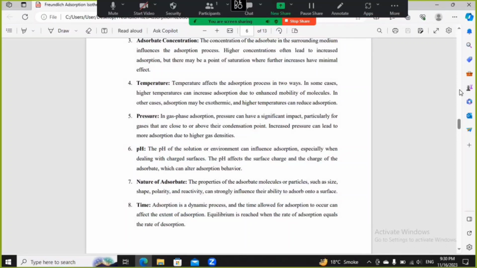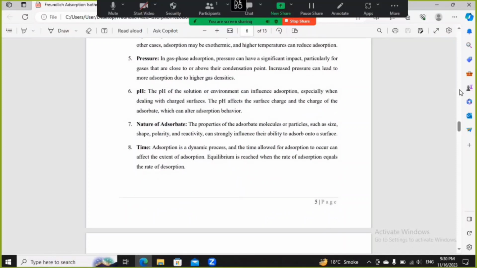The next factor is pH. The pH of the solution or environment can also influence adsorption. The pH affects the surface charge and the charge of the adsorbate, which can alter adsorption behavior. The next factor is the nature of the adsorbate. The properties of the adsorbate molecules or particles, such as size, shape, polarity, and reactivity, can strongly influence their ability to adsorb onto a surface.